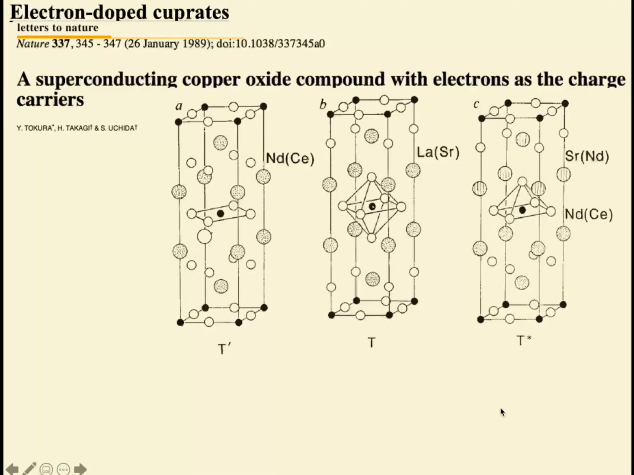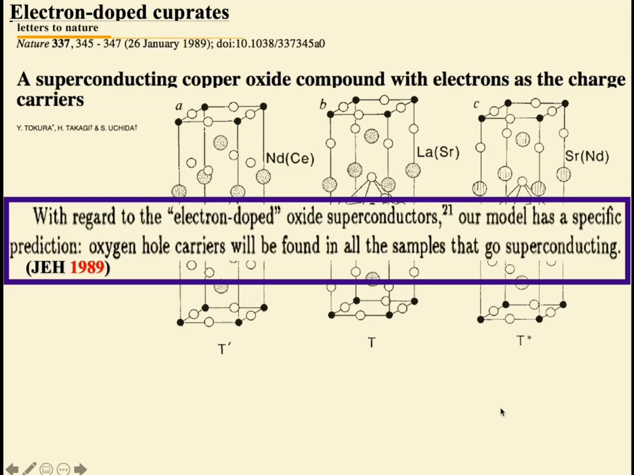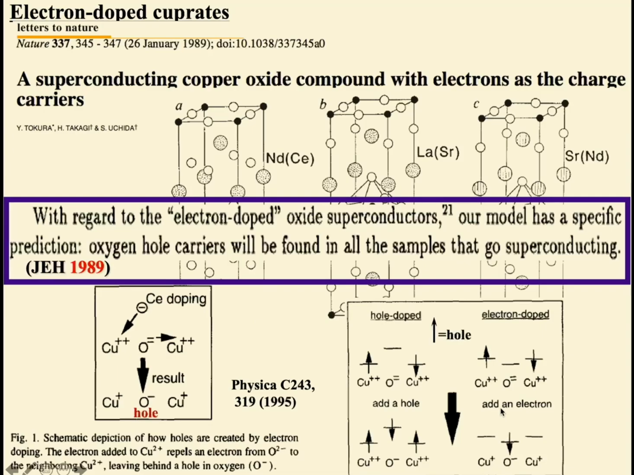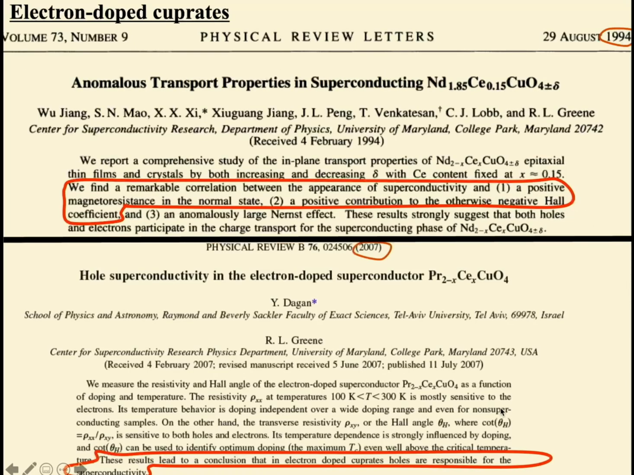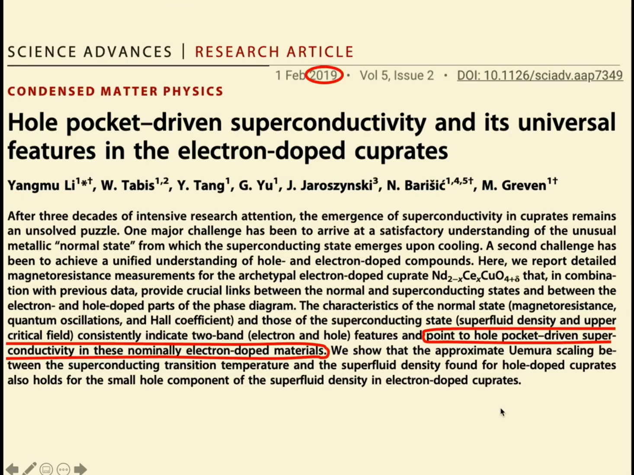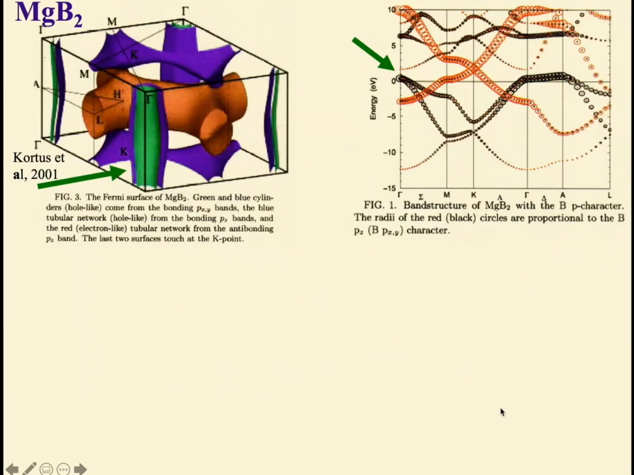So, for example, electron-doped materials, people said, okay, these cuprates have electron carriers. We predicted way back then that people will find holes. And in fact, very careful transport experiments over many years have shown that the electron-doped cuprates have hole carriers. And in fact, the holes are the ones that drive superconductivity.